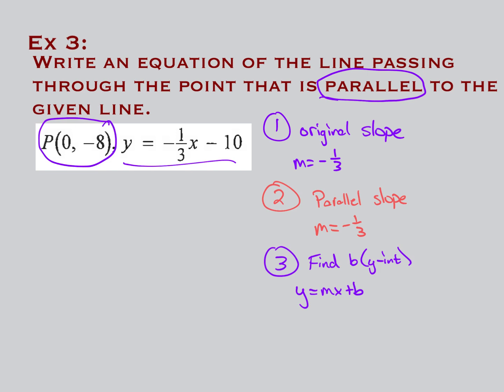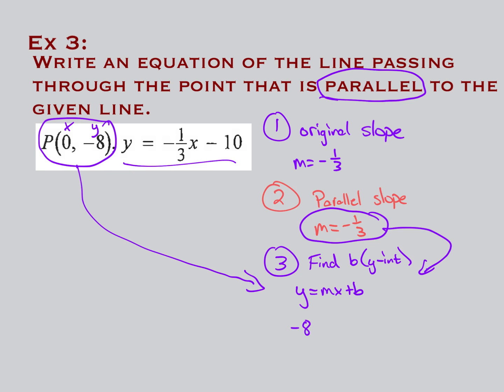We use this point here to find for the x and the y. And then we use our parallel slope here for the m. Okay. So what's the y going to be, class? Negative 8, because we pulled it from that point there. What's the m? Negative 1 over 3. Times, what's the x? 0 plus b. Everybody see how we did that?